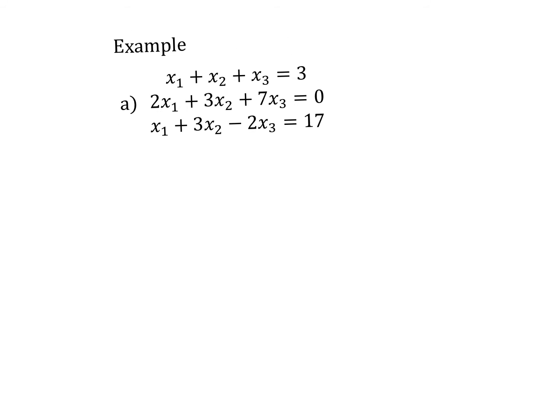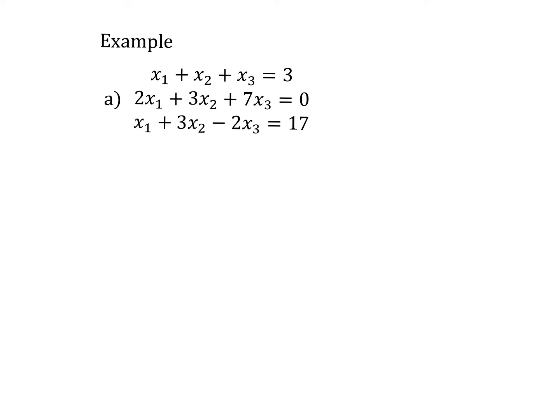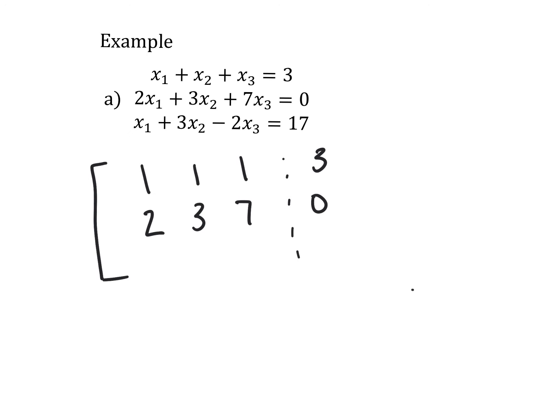So what are the coefficients for the first row? Can anybody tell me that, please? Say it again, please. Coefficients for the first row, what are they? Thank you. 1, 1, 1. Constant is 3. Second row, 2, 3, 7. Here is 0. Last row, 1, 3, -2, 17. Are you okay with how I got there, right? You remember doing all this stuff?